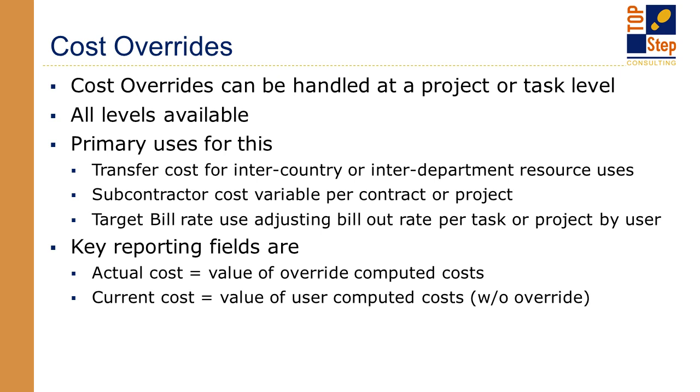In reporting, if you have the override feature enabled, the reporting timesheet values can either be pulled as actual or current costs. Actual costs will use the override cost, and current costs will come from the user cost. So you can take the cost you charge to another company minus the cost to your own company, and the difference is what you've earned.